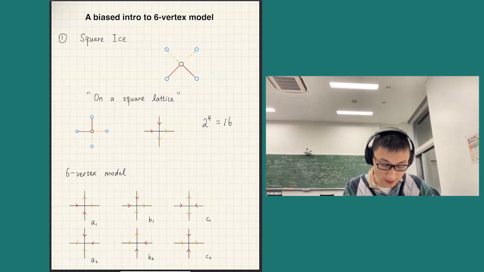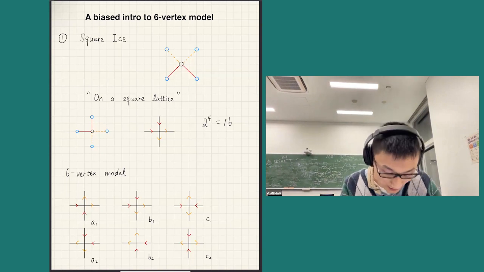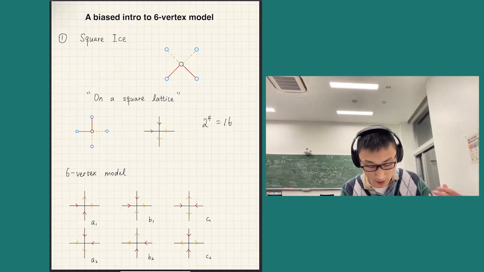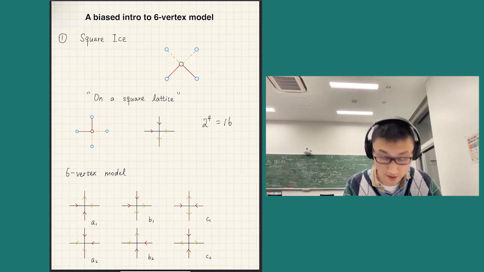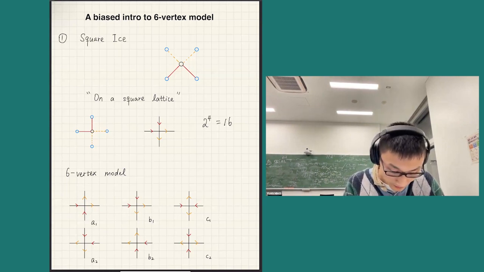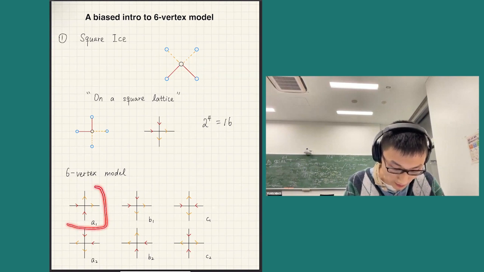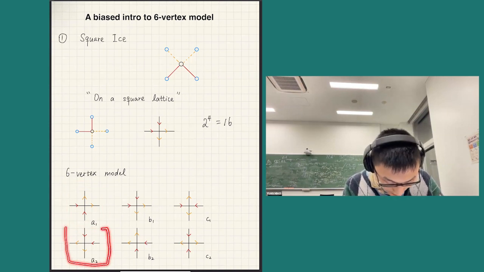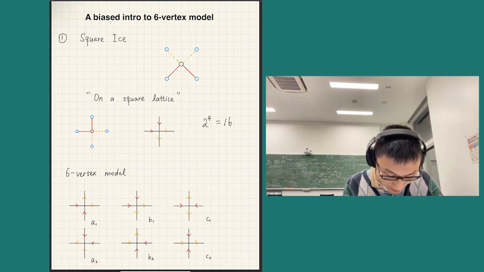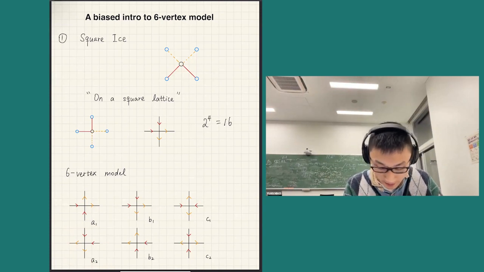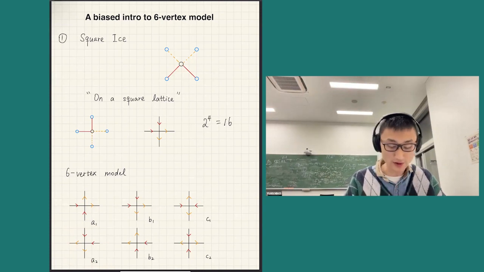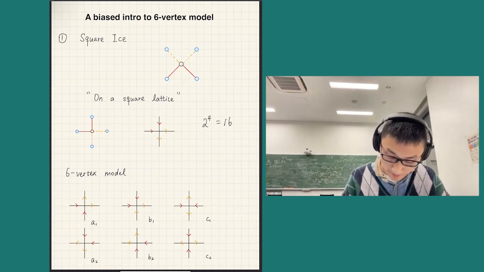In order to study the statistical mechanics of all these 6 configurations, I need to put a Boltzmann weight on each configuration. In this case, I use A1 for the Boltzmann weight of this configuration. If I invert all the arrows at the vertex, I call it the weight A2. And then there are B1, B2, C1, C2. So there are 6 possibilities.